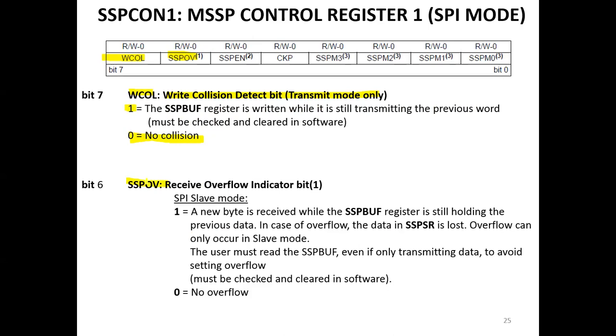So this is the SSP overflow. We have seen this bit. The CKP, we have seen this bit that permits us to select the mode, and you have the SSPEN to enable the whole SSP module. Now we need these 4 bits. These 4 bits are very important, because with these 4 bits, we can select the mode of the SPI, we can select the mode of the I2C, and we can select between SPI and I2C. So here we have SSPM0, SSPM1, SSPM2, and SSPM3.